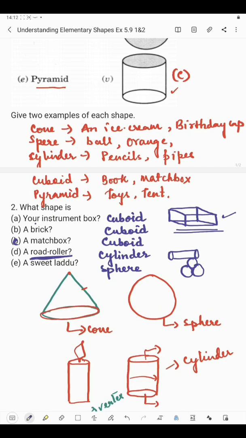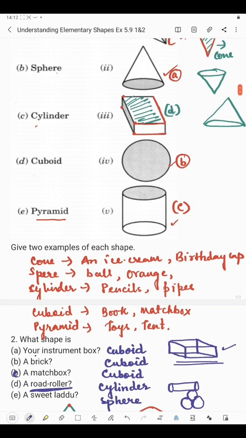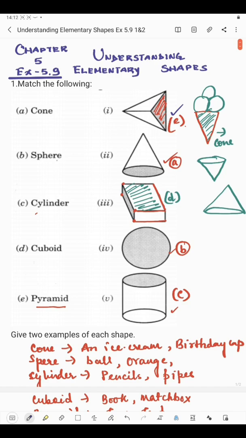Okay, so I hope this is clear to you all. This was the last question of this exercise, and this was the last exercise of this chapter.